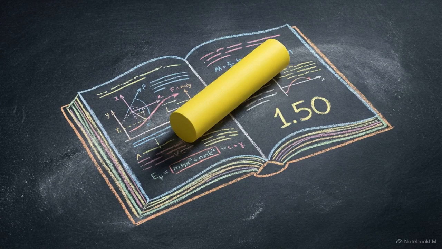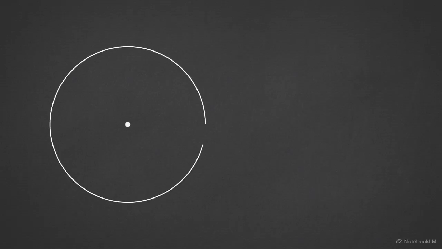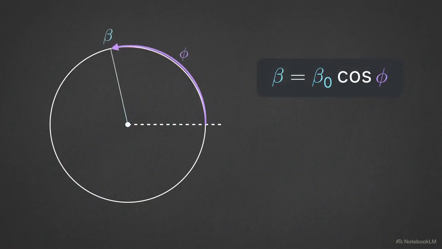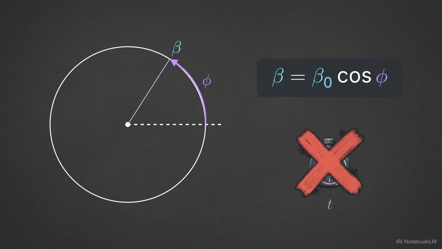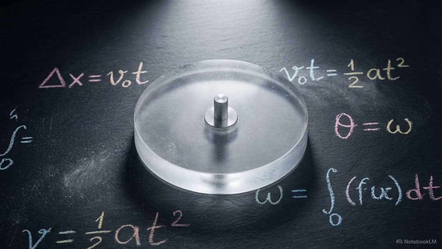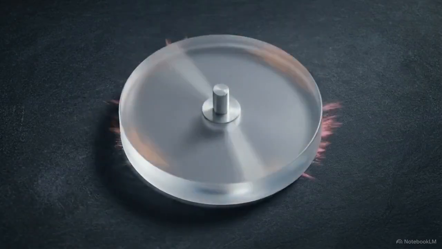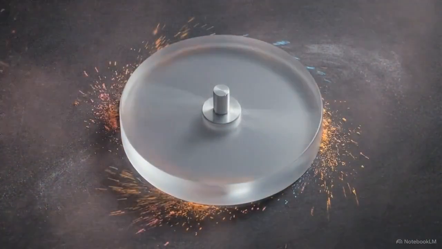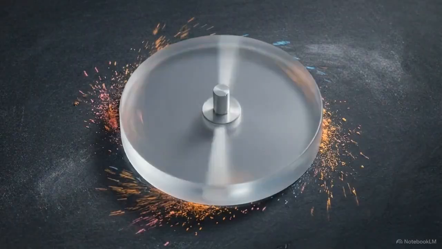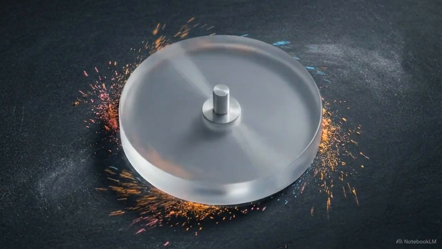Problem 1.50 in Irodov's general physics presents a specific rotational scenario. We are looking at a solid body where the angular acceleration is determined by the specific angle of rotation rather than the elapsed time. Imagine a wheel on a fixed axis. As it rotates, the body experiences a varying force based on its position, causing the rotational speed to change until it decreases and eventually reverses.